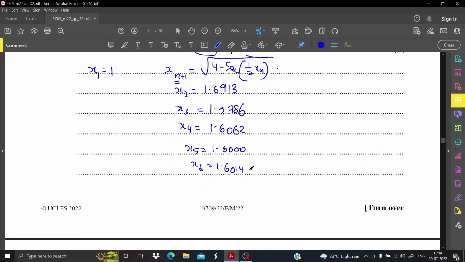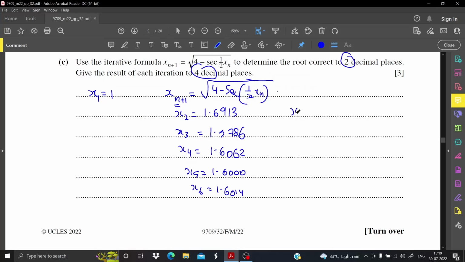and x7 is 1.6011. You might be wondering why I'm taking too long. You have to continue until the last two values match. So 1.6012, 1.6011, and finally it stops here because at 1.6011 the two values match, therefore you can stop.